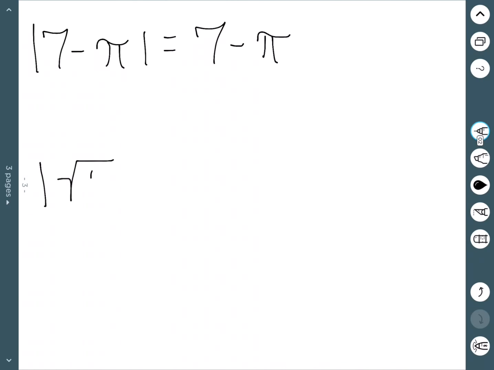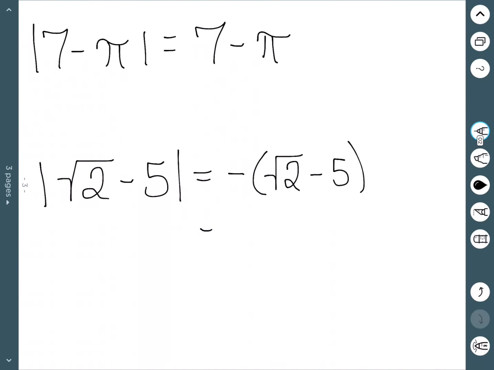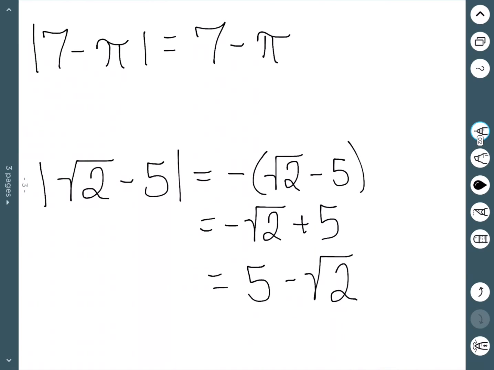If I try the absolute value of the square root of 2 minus 5, well, here we know the square root of 2 is actually smaller than 5. So when I do a little number minus a bigger number, I get a negative. So this expression is negative. So in order to take the absolute value, we would need to change the sign all the way through. This gives us negative root 2 plus 5, or rewritten, 5 minus the square root of 2.